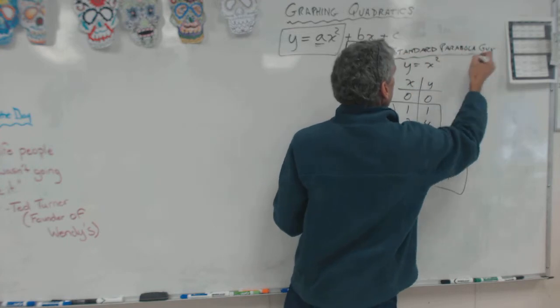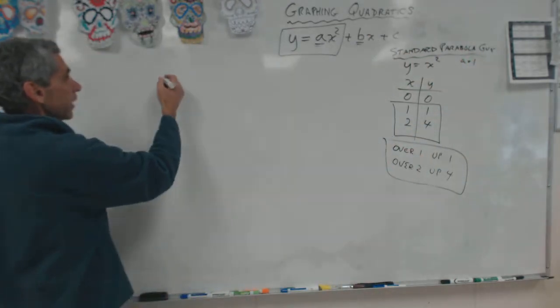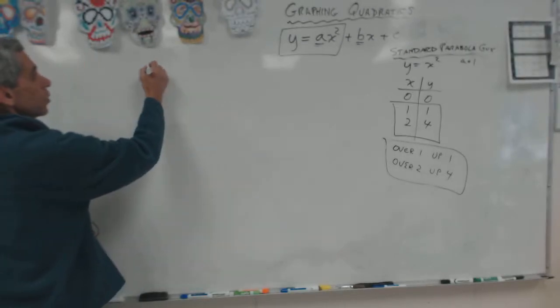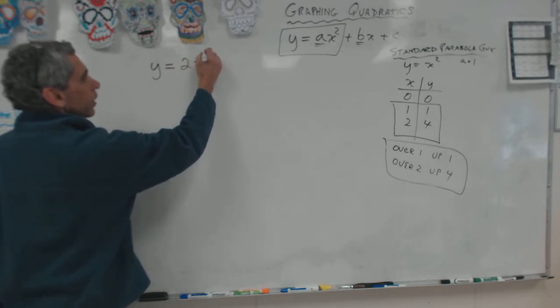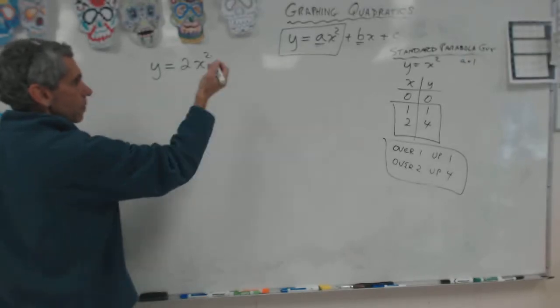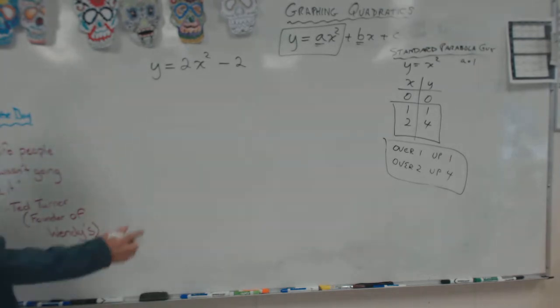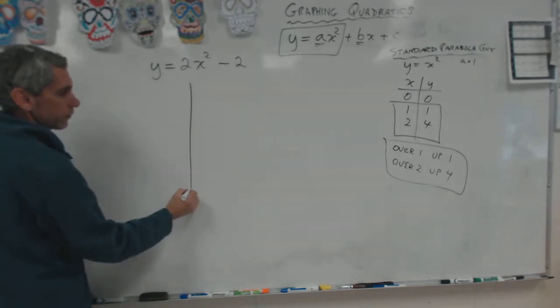Okay? A is equal to 1. That's interesting. So let's try an A that does not equal 1. A equals something else. Let's try this: y is equal to 2x squared, I don't know, -2. Okay? So let's draw our graph.